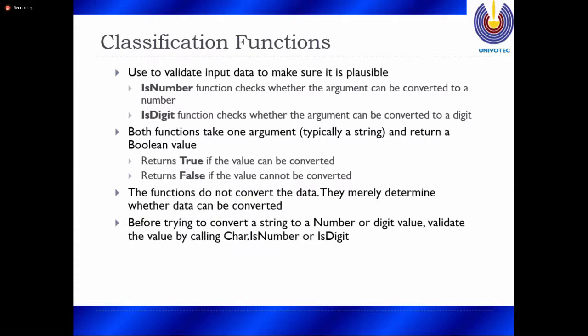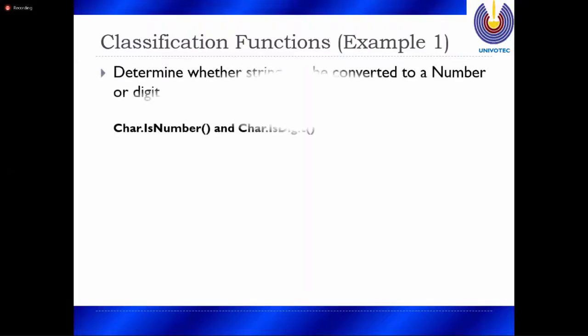The functions do not convert the data. They merely determine whether the data can be converted. Before trying to convert a string to a number or digit value, validate the value by calling Char.IsNumber or IsDigit to check whether the particular character is a number or digit. Then you can continue. This example determines whether a string can be converted to a number or digit. If the char is a number, or if the char is a digit, is true, then you can convert the particular number.